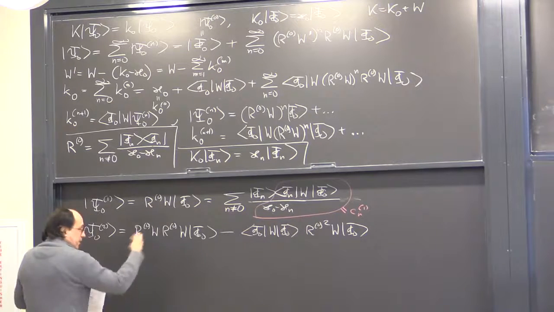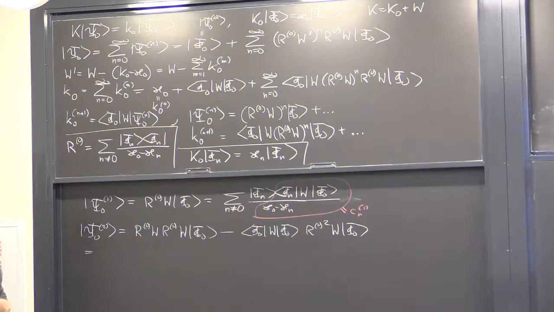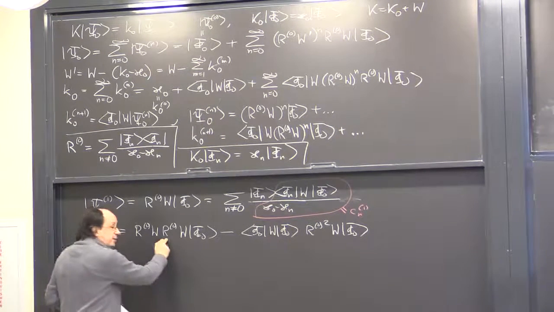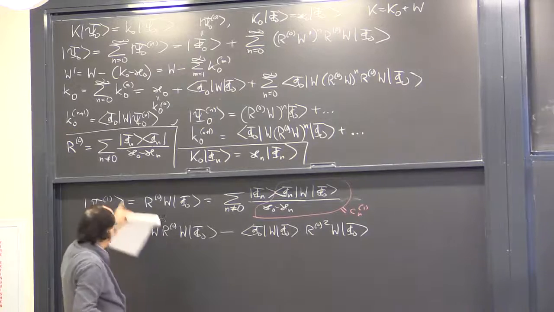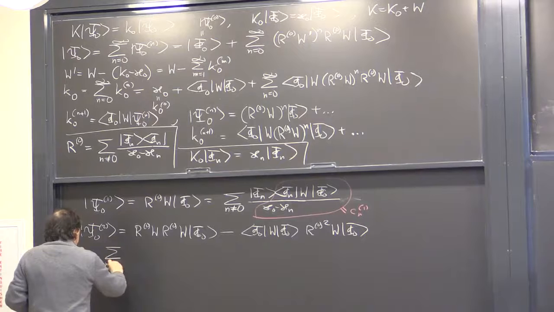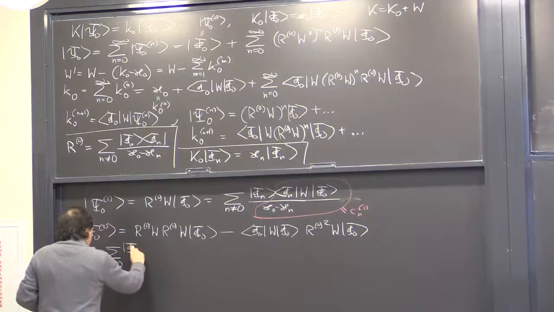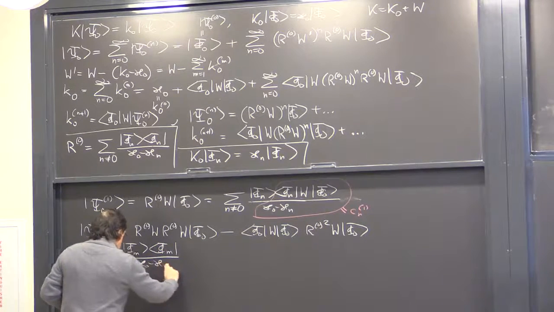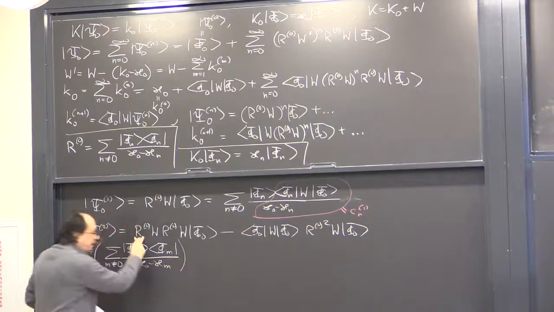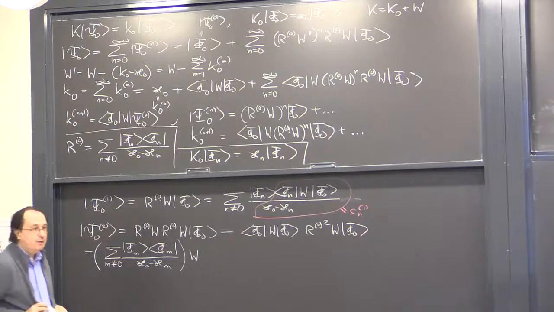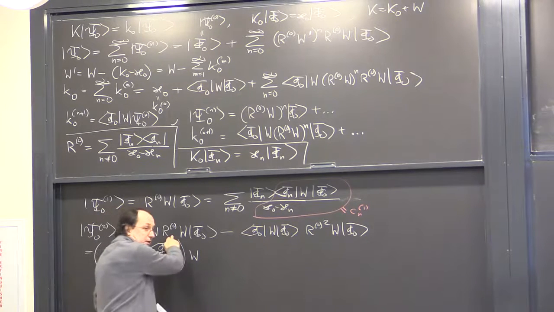Again, if you want to work out the explicit expression, we're going to replace each of these R0s by their spectral representation. So we end up with a sum over, say, m different than 0, phi m divided by kappa 0 minus kappa m. That's the first result that I have here. Then I have the W, and then I have the next R0.